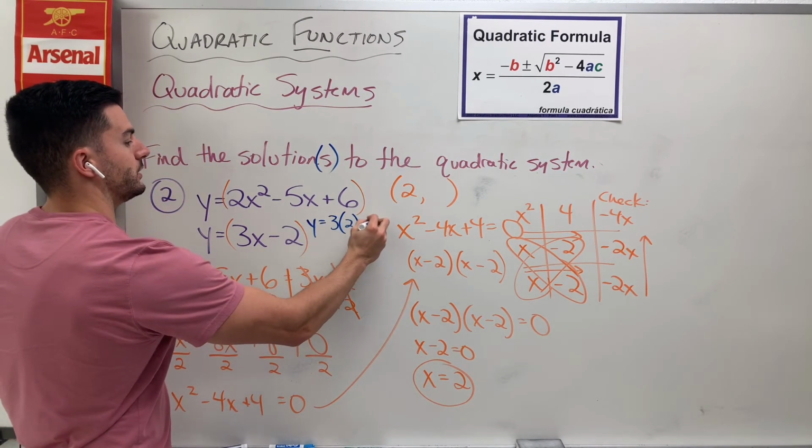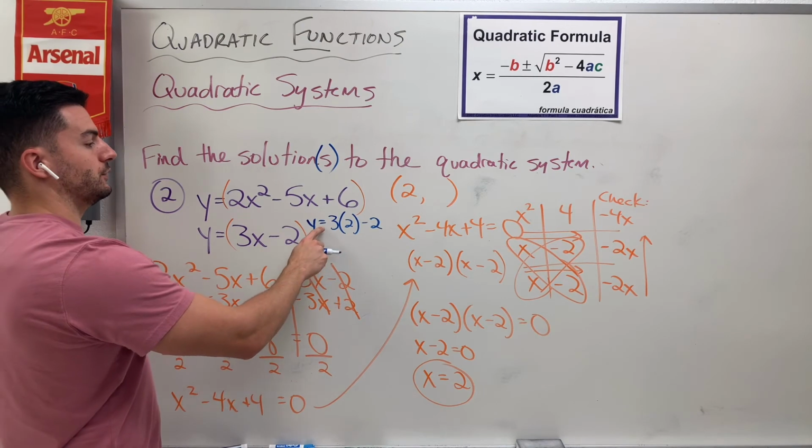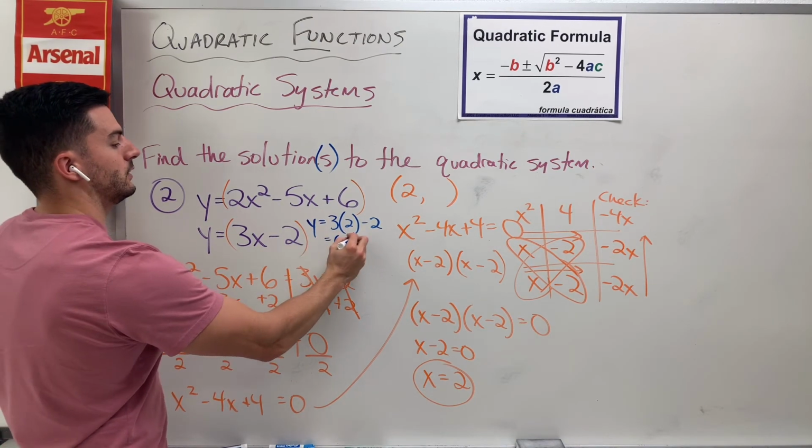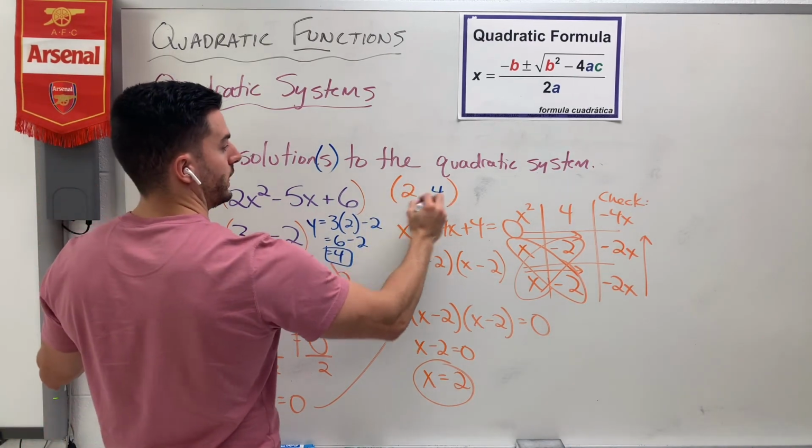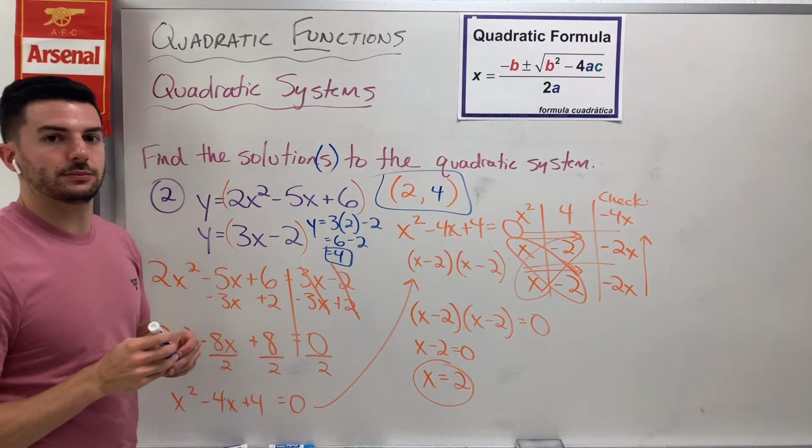Instead of y equals 3x minus 2, I know my x answer now, so I substitute that in: 3 times 2 minus 2. So y equals 3 times 2 is 6, and 6 minus 2 is 4. So when x equals 2, y equals 4, and that is my answer.